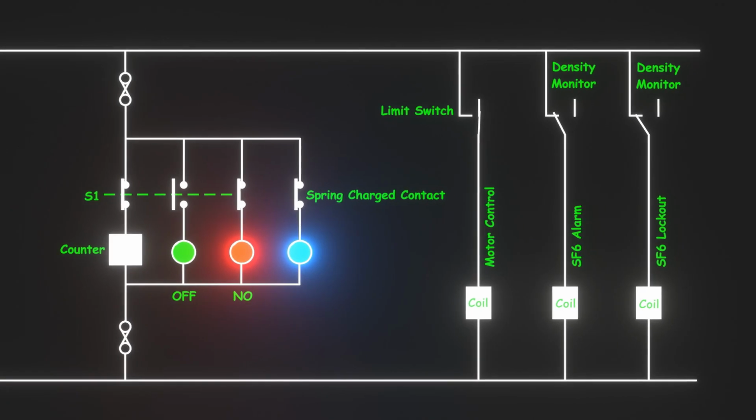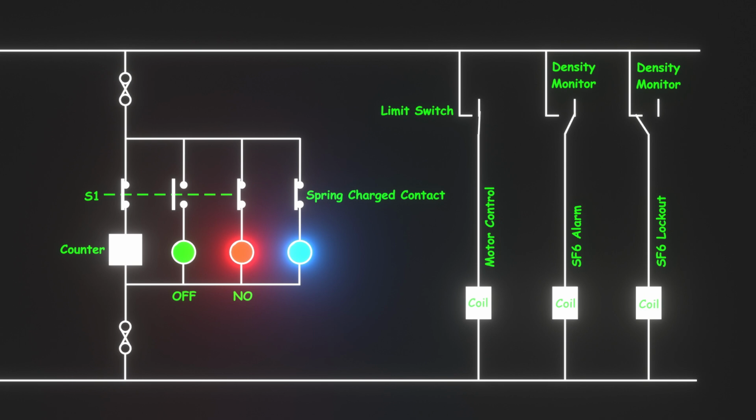Now, suppose the SF6 pressure comes down to the alarm level. Then, the pressure switch of the density monitor will change its position from closed to open. Therefore, the alarm coil associated with this density monitor will be de-energized, and the normally closed contact associated with this coil will close. If this contact is connected in series with the alarm circuit, which is not shown here in this diagram, the alarm will sound to alert us about the low SF6 gas pressure.